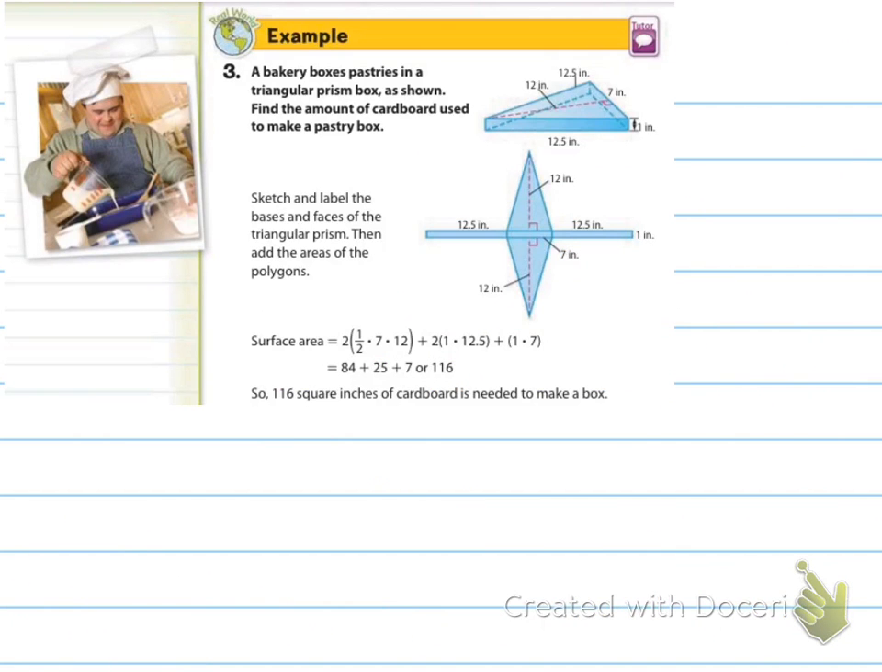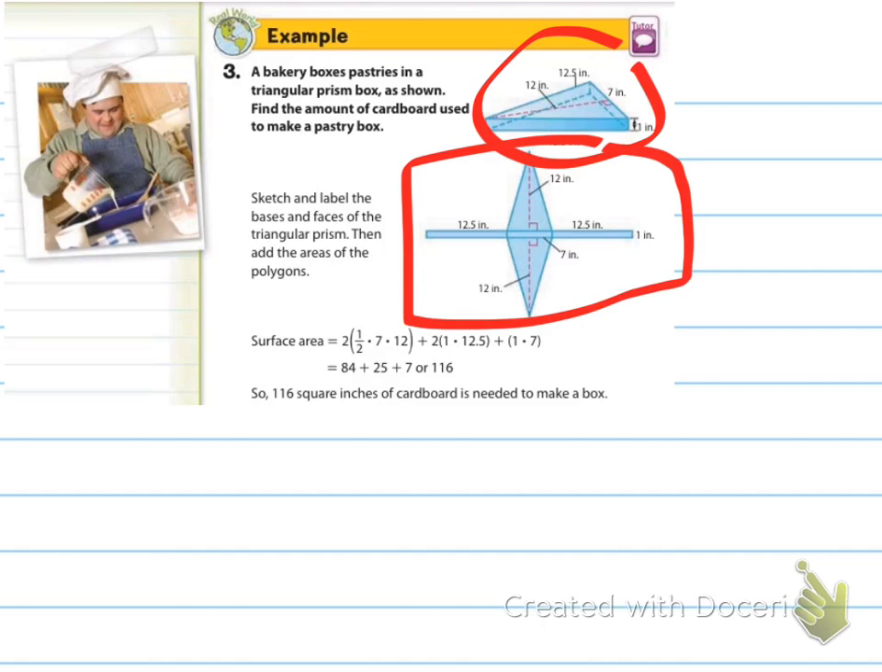Okay, now it says that a bakery boxes pastries in a triangular prism box as shown, which seems kind of bizarre to me, but okay. Find the amount of cardboard used to make a pastry box. It says sketch and label the bases and faces of the triangular prism, then add the areas of the polygons. So they've taken this 3D shape and they've made it into our net here.